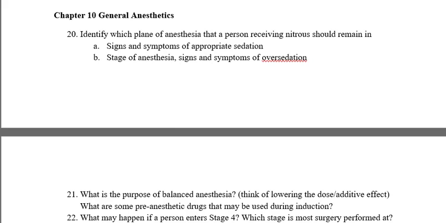We don't want any of that stuff, right? So if you start to see someone becoming agitated, you may be giving them too much nitrous. So that's stage 2. So what's the purpose of balanced anesthesia?